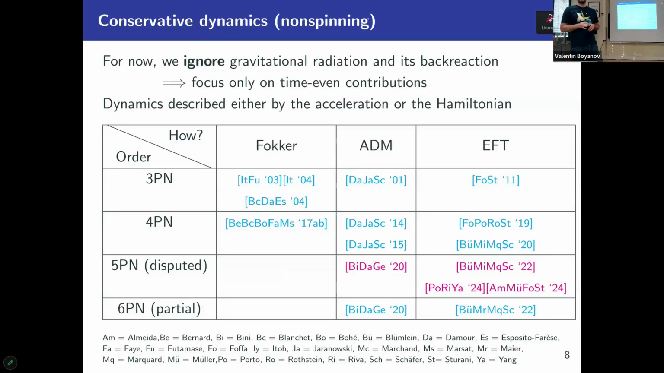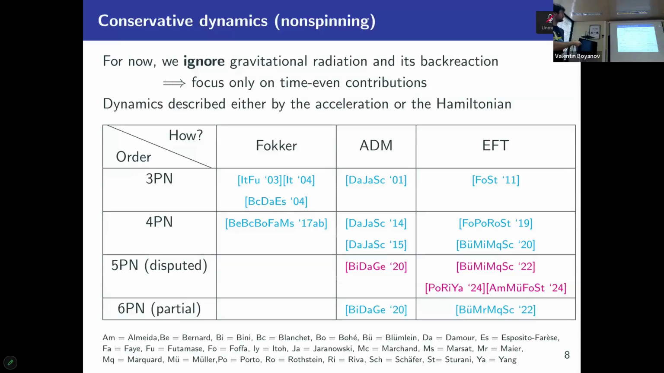So I'll proceed to a quick review of the state of the art in general relativity. So the conservative dynamics. Everything here will be ignoring spin, because spins are a massive headache, whether they're aligned or misaligned. So ignoring spin. The state of the art for equations of motion is that the conservative equations of motion are known at the 4th post-Newtonian order, which was derived by different groups.